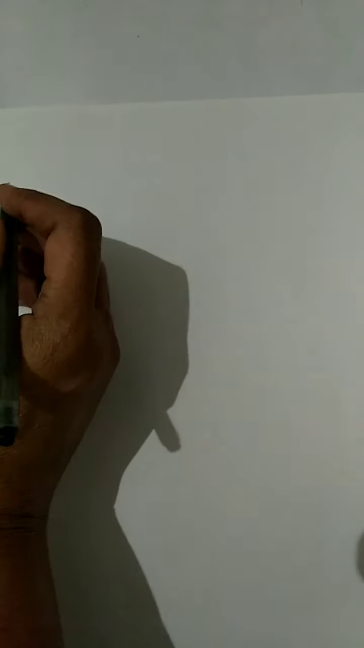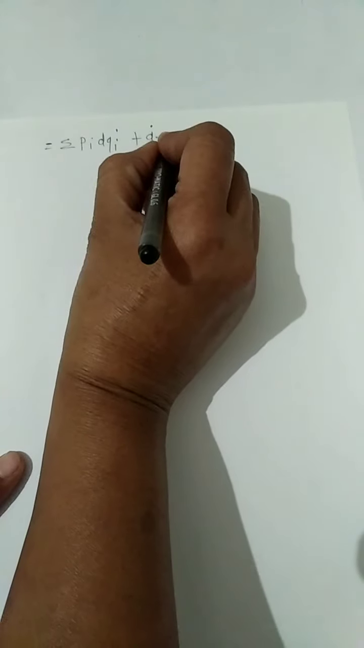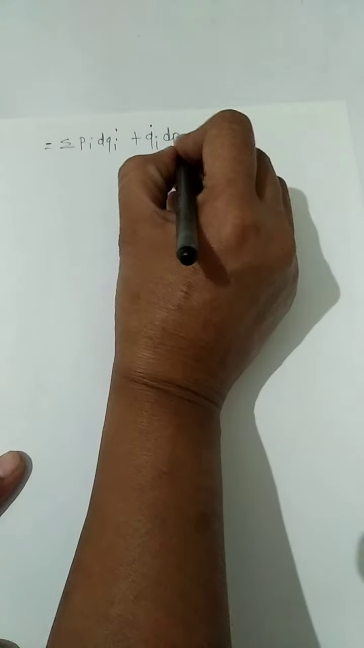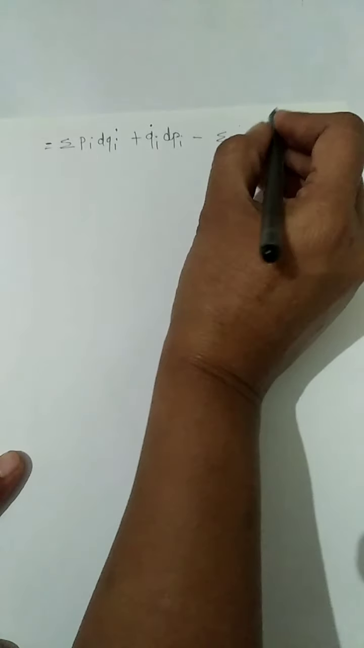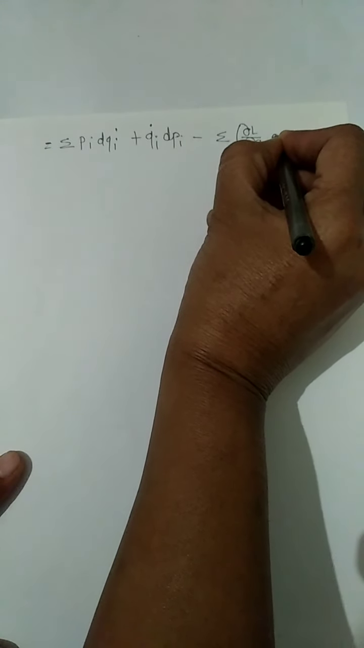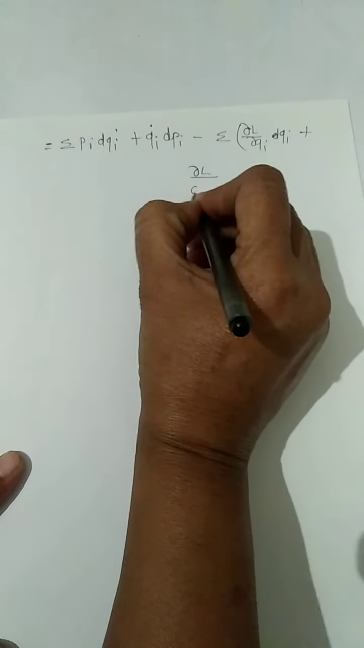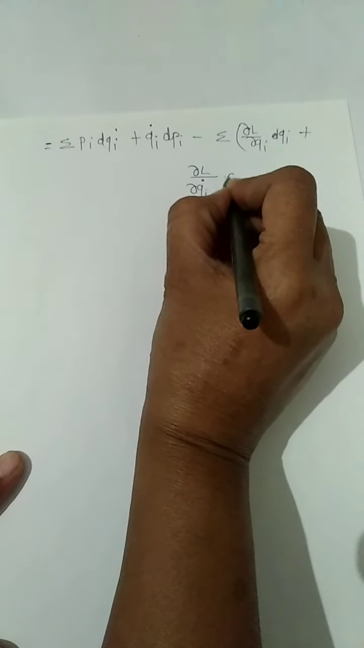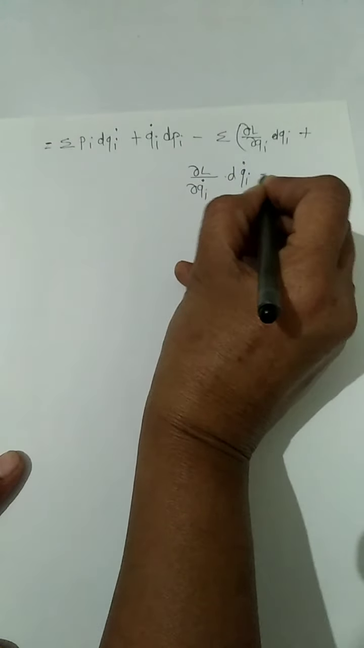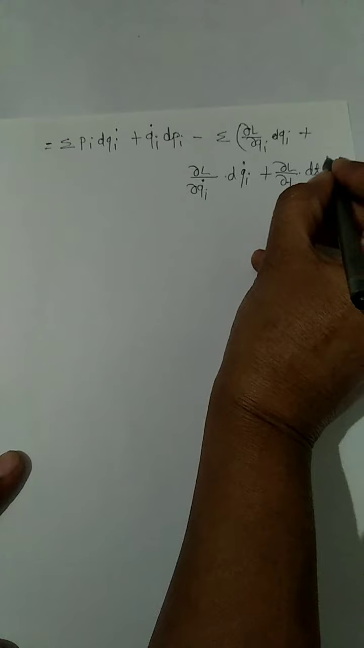Then the product rule is used. Then summation of pi into del qi dot plus qi dot into dpi, minus summation of, again derivative is used, del L upon del qi into dqi plus del L upon del qi dot into dqi dot plus del L upon del t into dt.